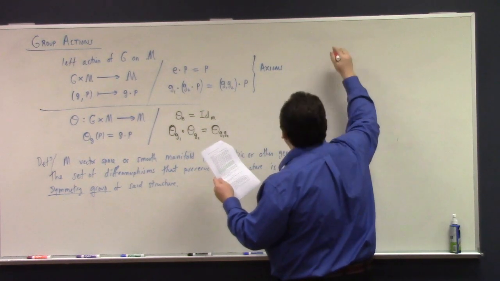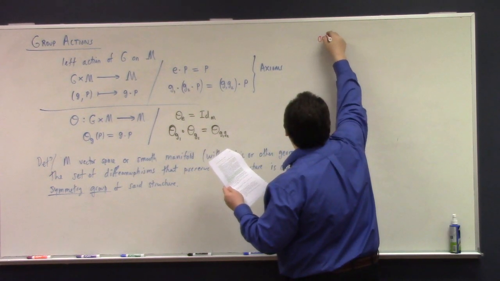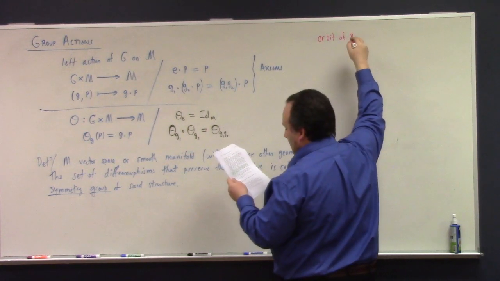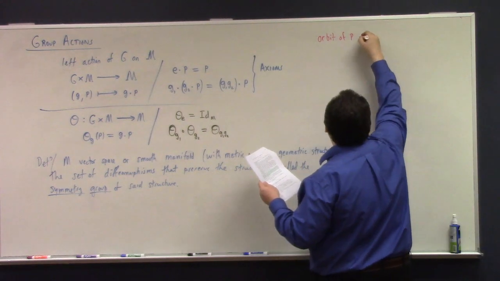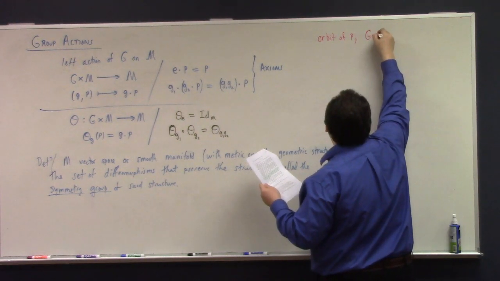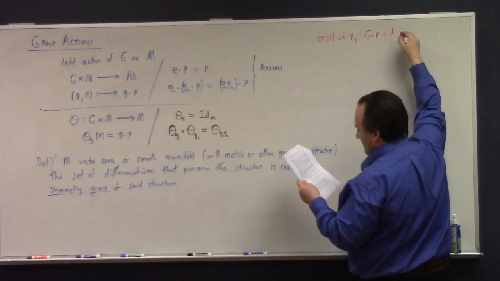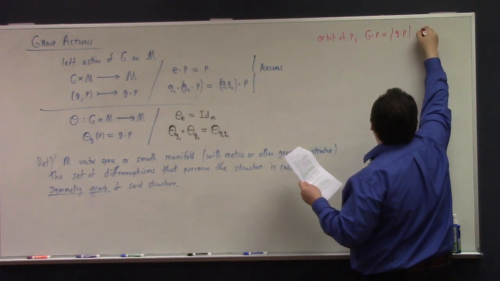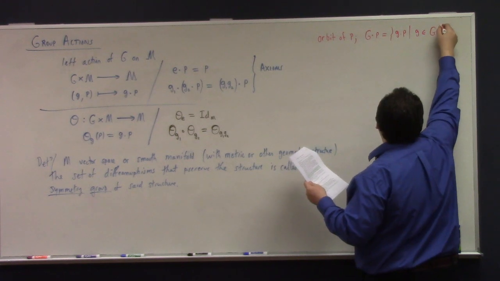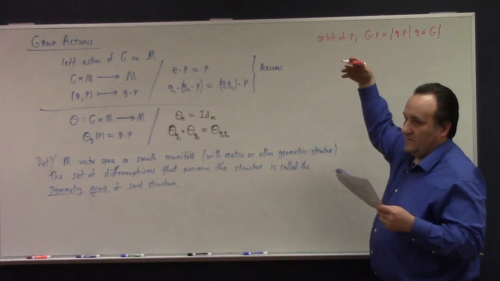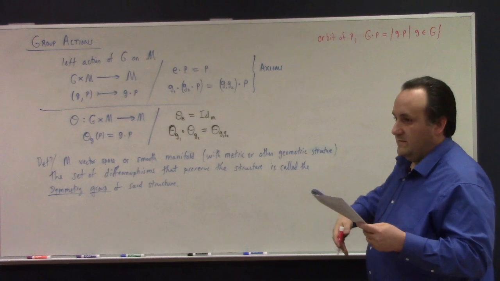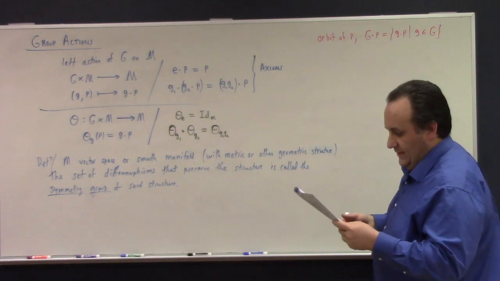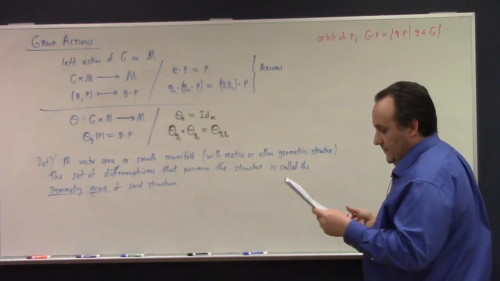So the orbit of P, it's G dot P. So that's the set of all G dot P such that G is in the group. So basically it's all the points in the manifold which get mapped to by the group action from the point P. That's the orbit of P.